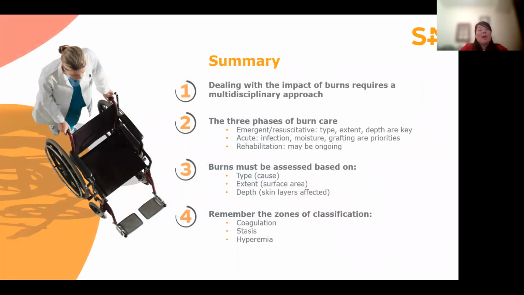So really to summarize today's education session, dealing with the impact of burns, it is really a team approach. There are 3 different phases of burn care. And what starts out within that emergent and acute phases really can impact the ongoing rehabilitation. Burns should be assessed based on their type, the extent, and the depth. And remember, as Billi was mentioning, that zone of stasis is what we're trying to preserve, so that that burn injury does not actually worsen.